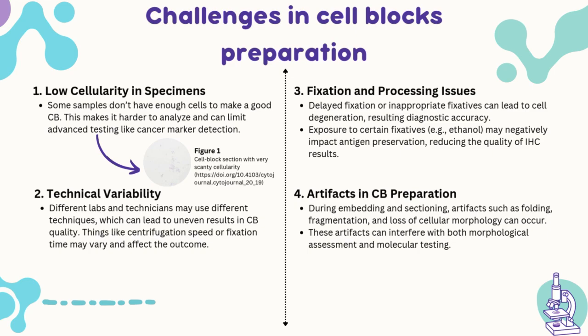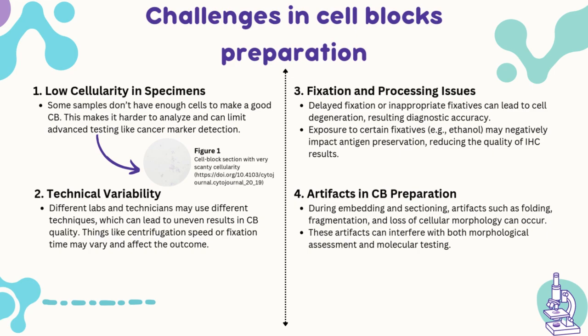Challenge number 2: technical variability. Different labs and technicians may use different techniques, which can lead to uneven results in cell block quality. Things like centrifugation speed or fixation time may vary and affect the outcome. Next, fixation and processing issues arise when samples are delayed or exposed to inappropriate fixatives. This can lead to cell degeneration and reduce the quality of diagnostic and immunohistochemical results.